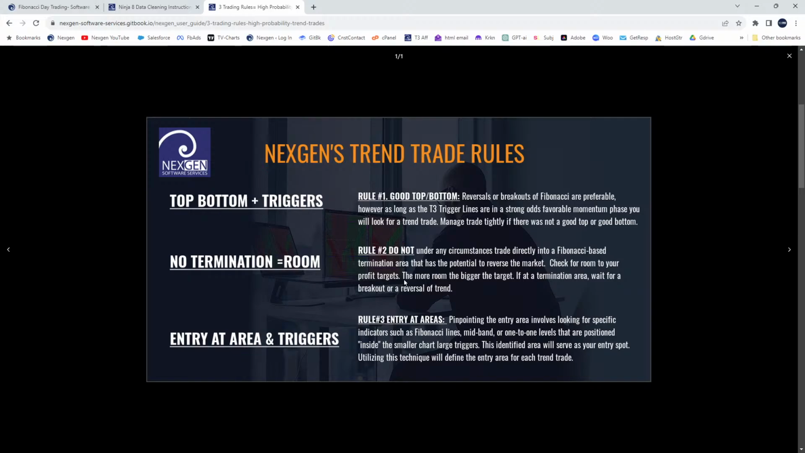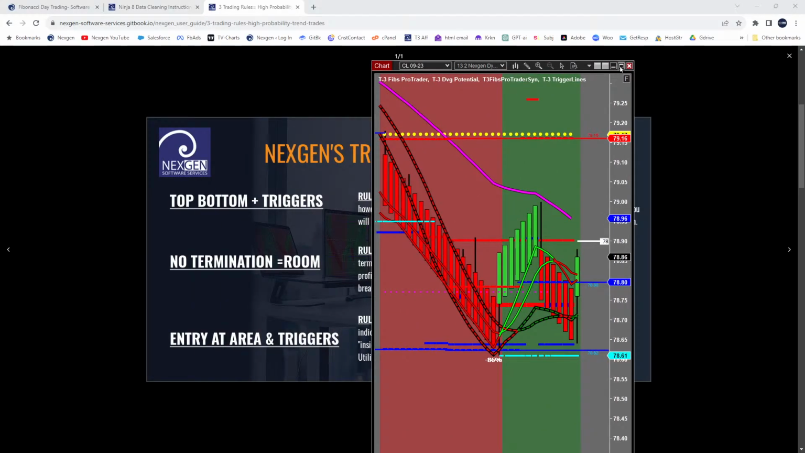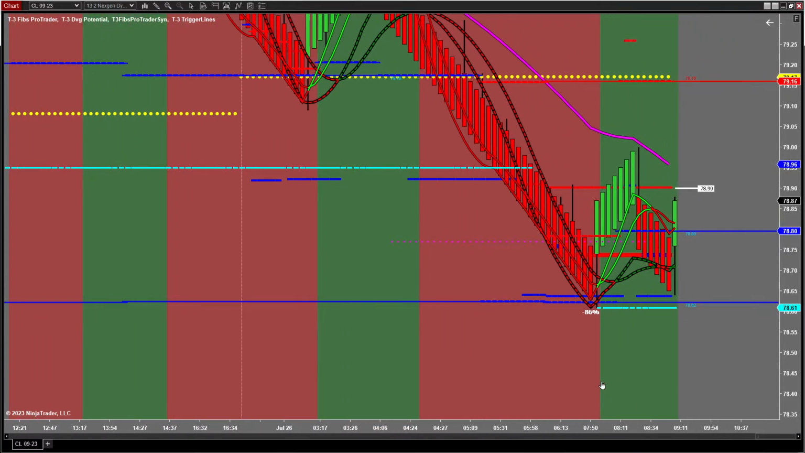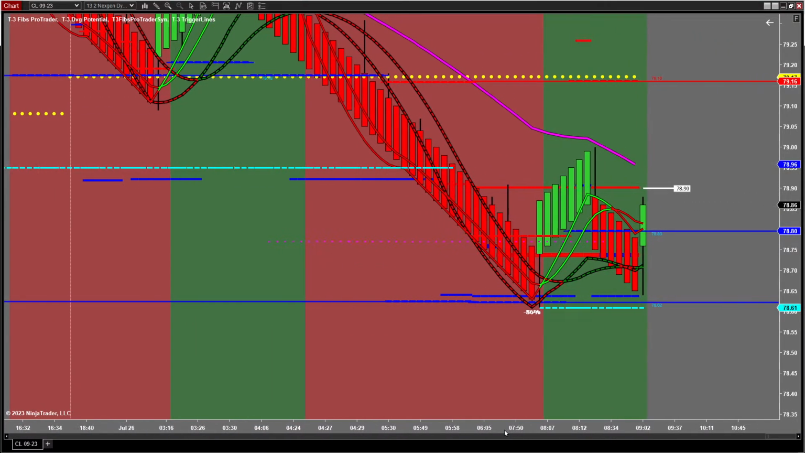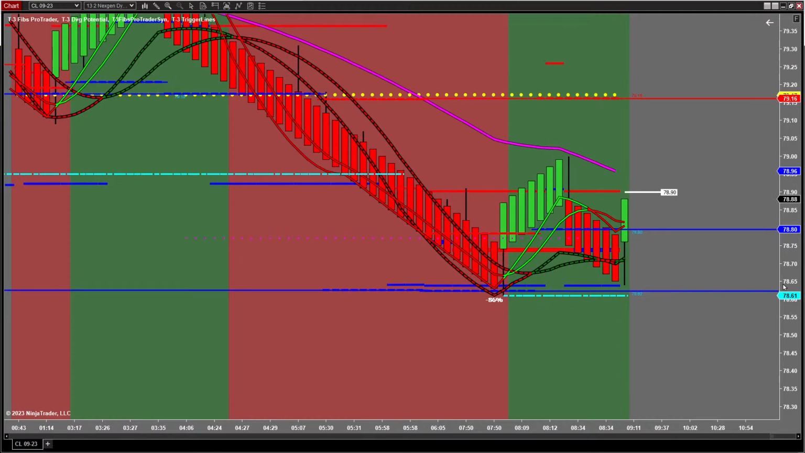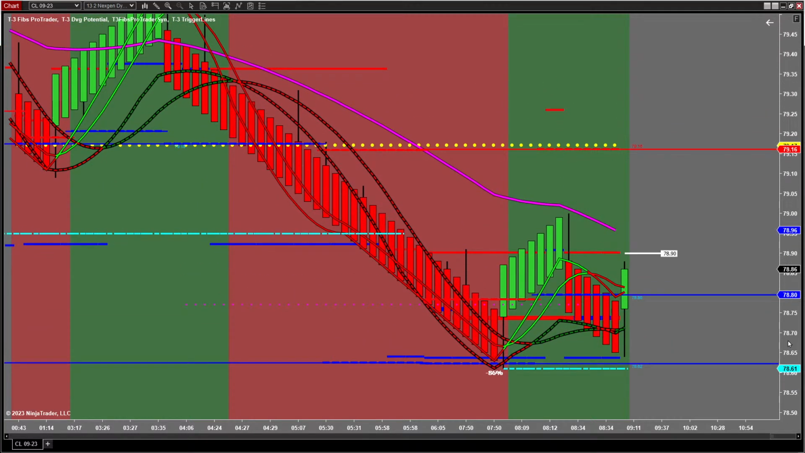What we're looking for is good tops or good bottoms at Fibonacci support. And then we're looking for strong trigger lines. When we say strong trigger lines, we're talking about large and small triggers coming together. So for example, let's take a look at crude oil real quick. I always like to use the charts just to help the visuals.